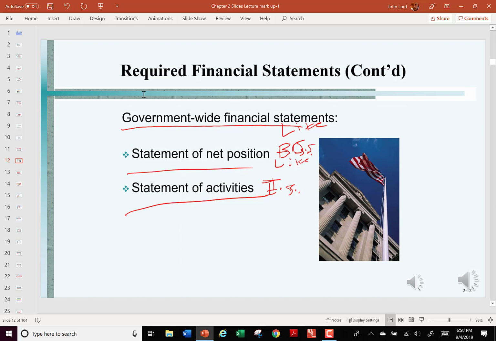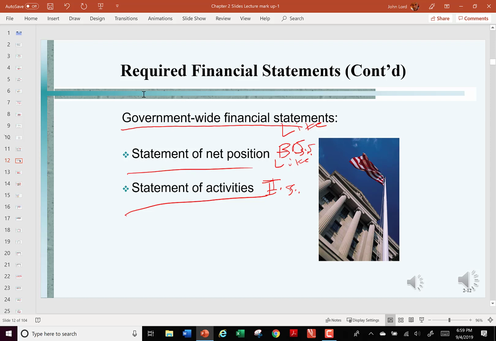Then we have our government-wide statements, and we saw that there are two of them. One is like the balance sheet, the other is like the income statement. We don't call it balance sheet. We don't call it income statement. The balance sheet we call statement of net position. The income statement we call statement of activities. You've got to know the names of the statements, guys. We don't call it balance sheet, we don't call it income statement. The like balance sheet thing we call statement of net position.